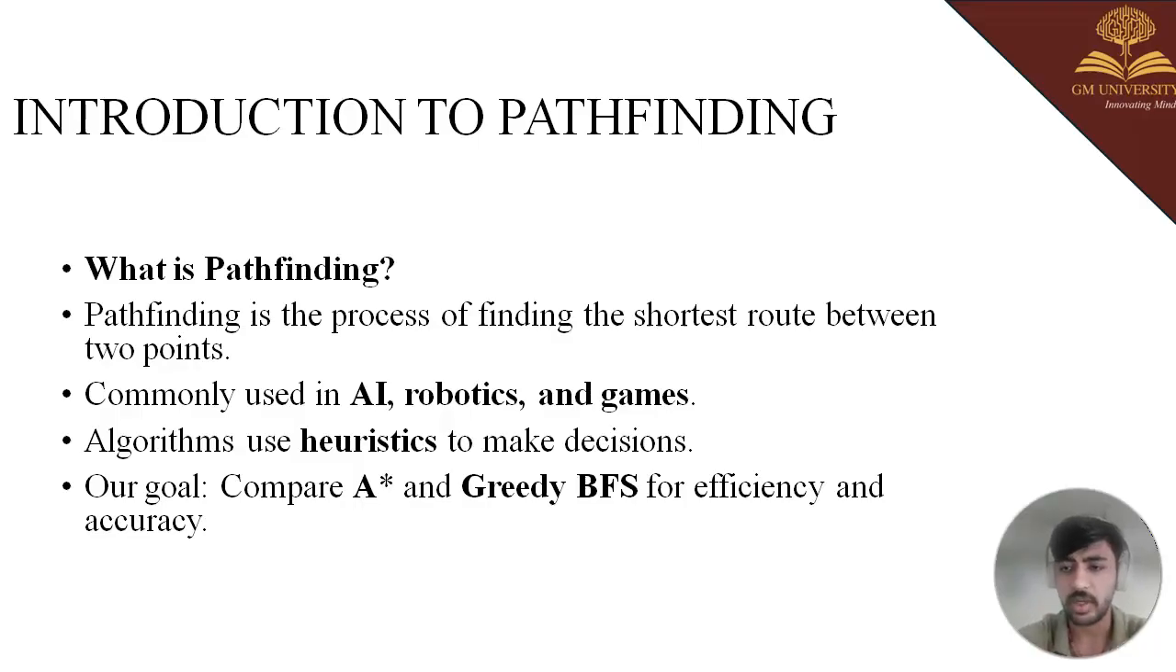For example, take GPS. In Google Maps, it will show you the shortest path. You will have 3 to 4 paths to the same destination from a location, and you can ask it to give you the shortest path and use it. Algorithms use heuristics to make decisions. Our goal is to compare A star and greedy BFS for efficiency and accuracy.